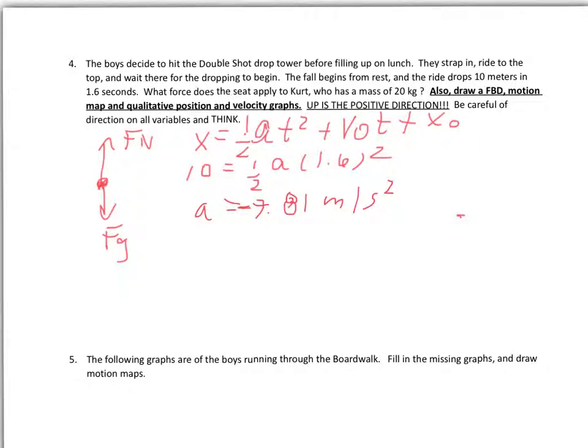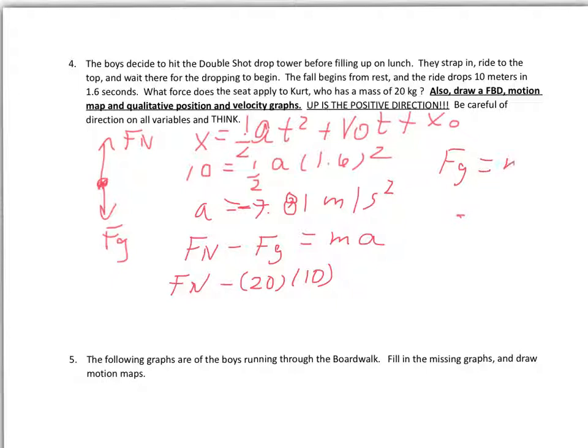Now let's set up our unbalanced force equation. We're going to have the normal minus gravity makes the mass accelerate. And so we're going to end up getting that the normal force on Kurt minus his 20 kilograms times 10, because gravity, g is 10. Remember, Fg is mg. Don't forget that part. And that's going to equal 20 times negative 7.81.